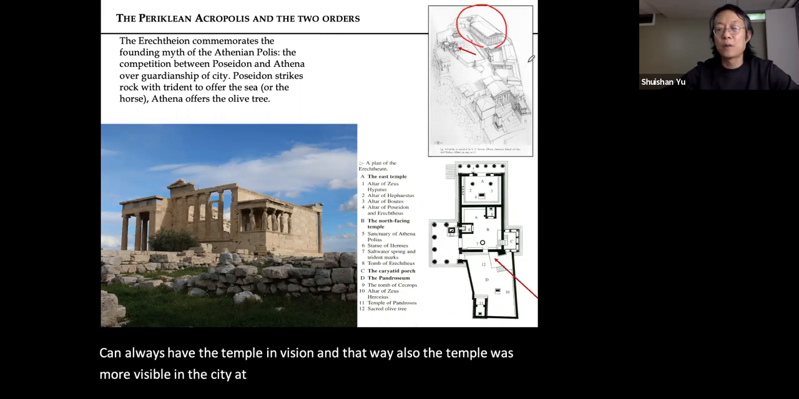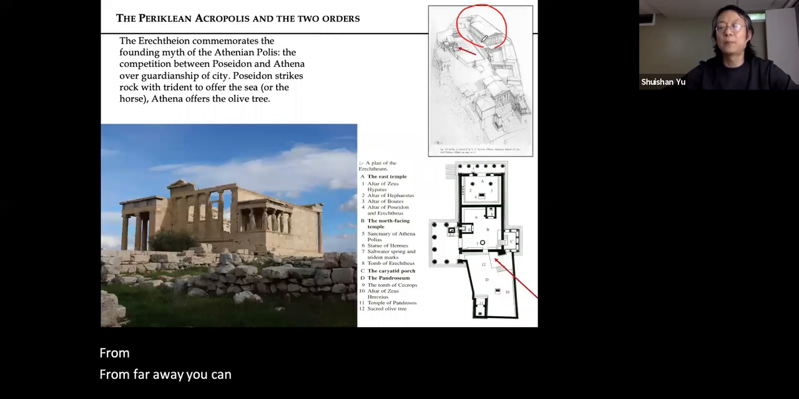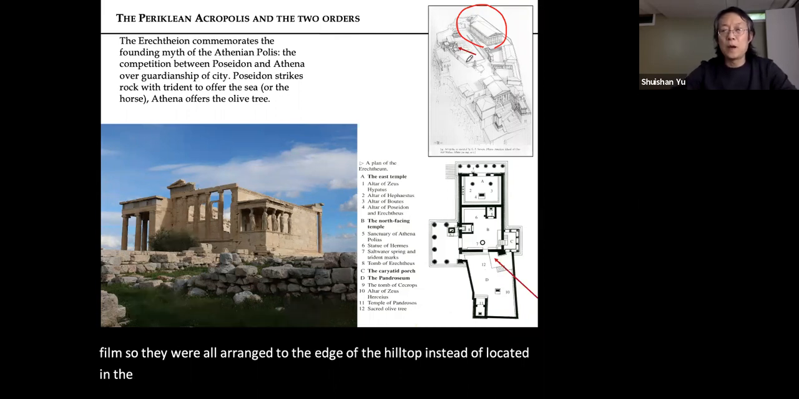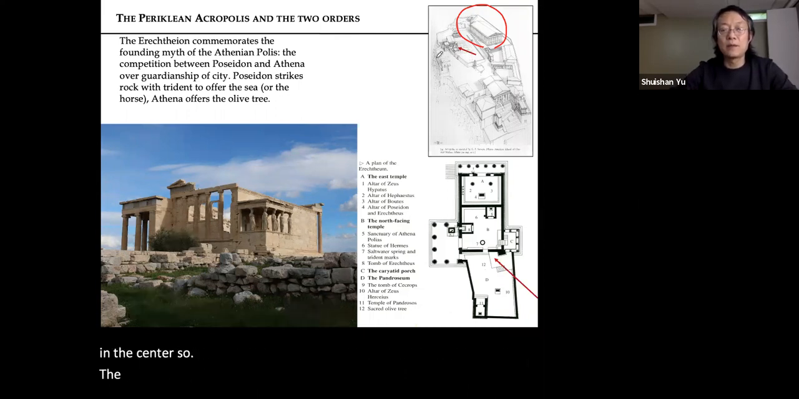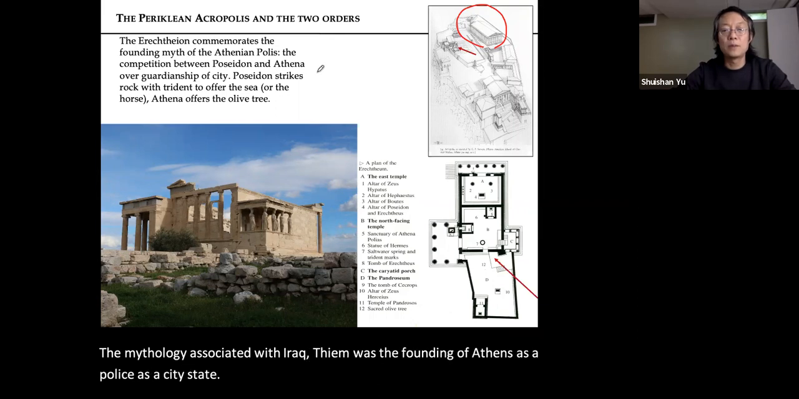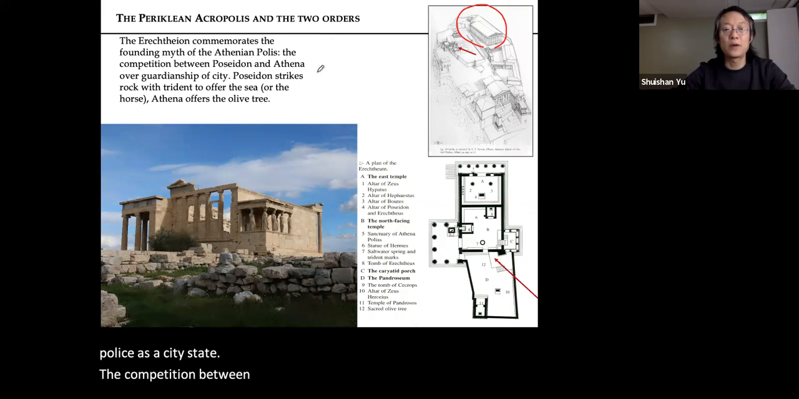So from far away, you can see the temple of Parthenon or the temple of Erechtheum. They were all arranged at the edge of the hilltop instead of located in the center. The mythology associated with Erechtheum was the founding of Athens as a polis, as a city-state: the competition between Poseidon and Athena over the guardianship of the city.